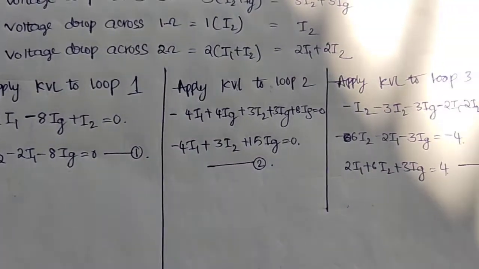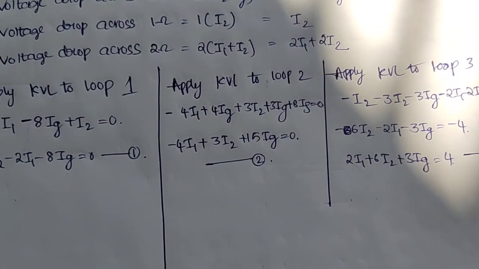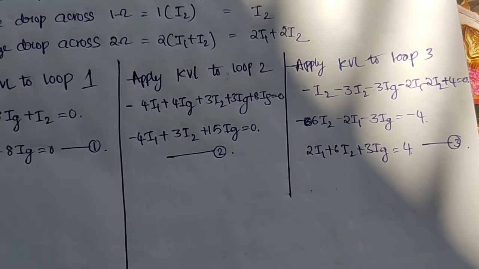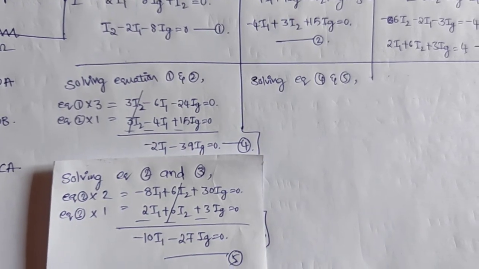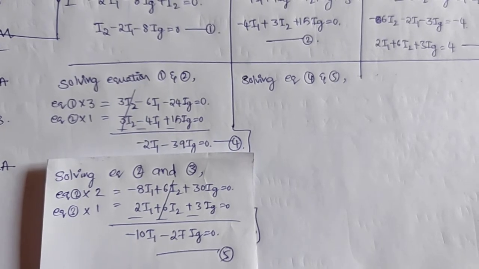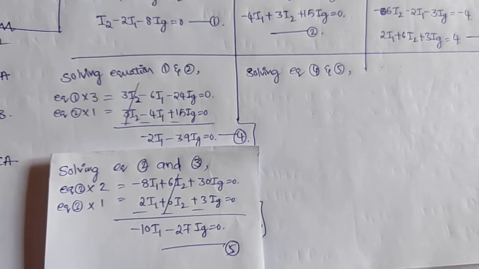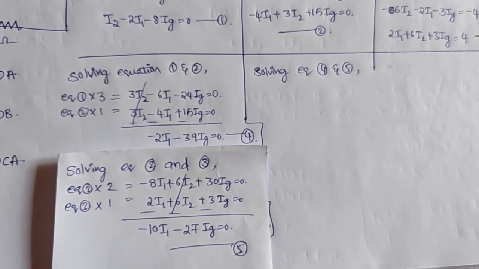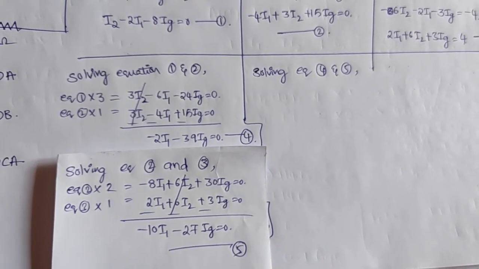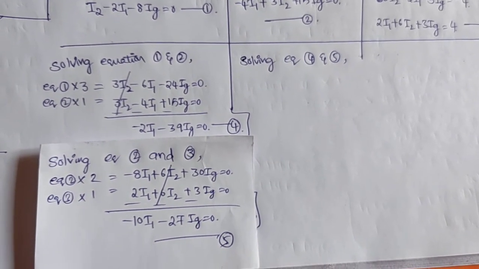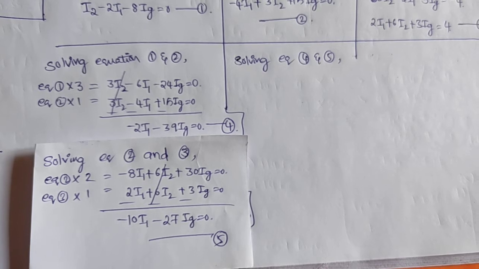Solving the equation we get 2I1 plus 6I2 plus 3Ig equals 4, that is considered as the third equation. Here we got three equations: equation 1, equation 2 and equation 3. To find the values of I1, I2 and Ig, we have to solve them. Solving equations 1 and 2, we get equation 4, that means minus 2I2 minus 39Ig equals 0.